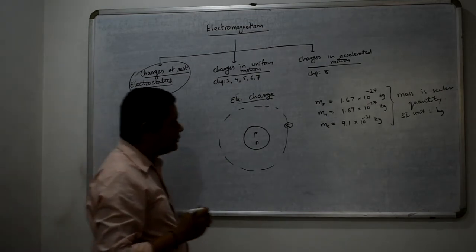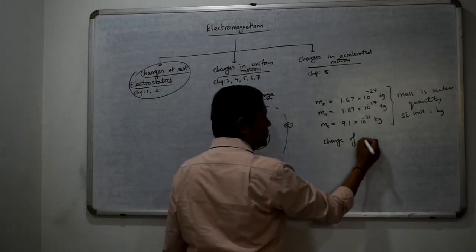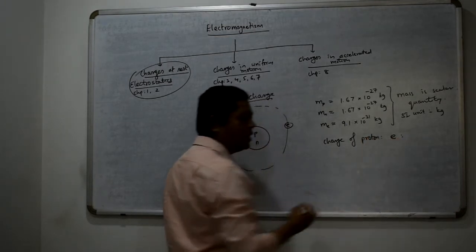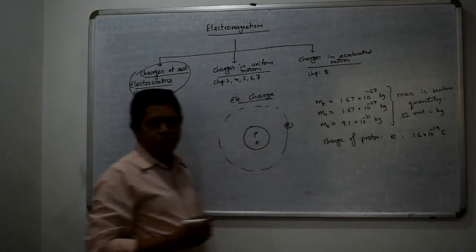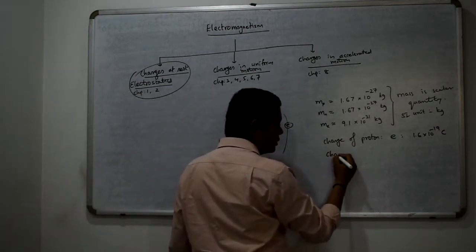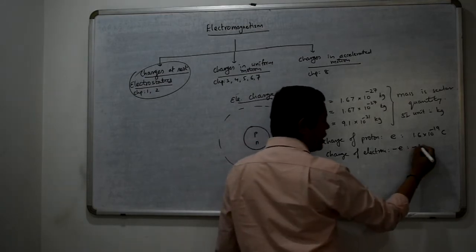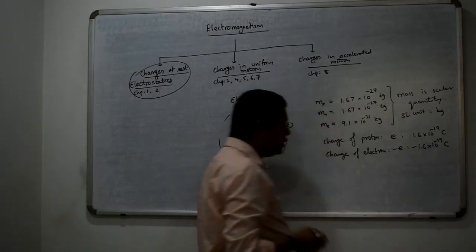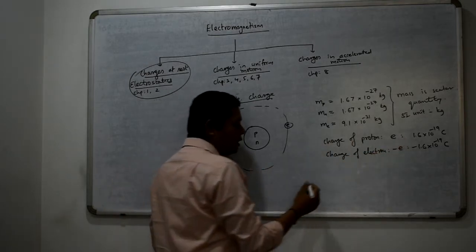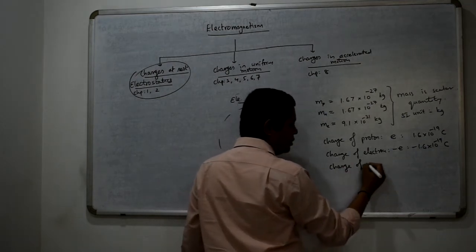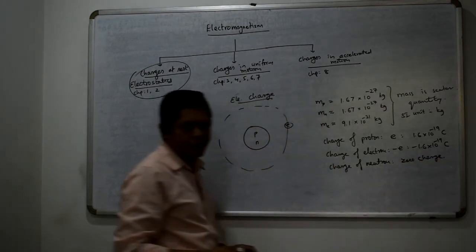Similarly, electric charge. The charge of a proton, which is represented by the symbol e, is equal to 1.6 into 10 raised to minus 19 coulomb. The charge of an electron is represented by minus e, that is equal to minus 1.6 into 10 raised to minus 19 coulomb. You can see both particles have equal charge, but the charge of a proton is positive and the charge of an electron is negative. Whereas the neutron has zero charge. It is neutral.